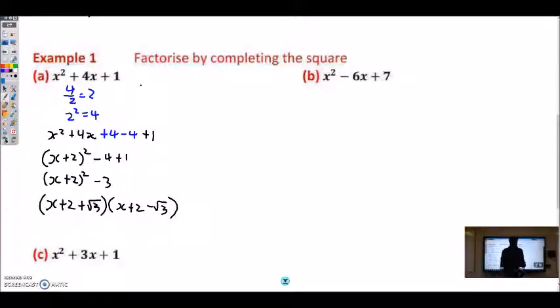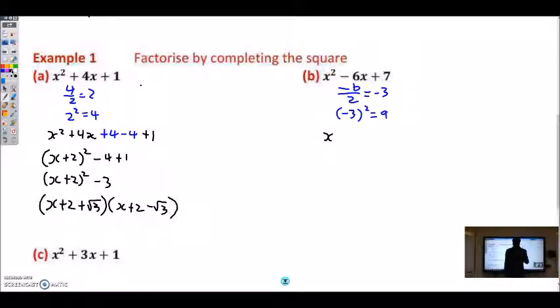Looking at example B, we have x squared minus 6x plus 7. First step, halve the coefficient of x. Minus 6 on 2 is equal to negative 3. Negative 3 squared is equal to 9. We are going to add and subtract 9 to our equation.